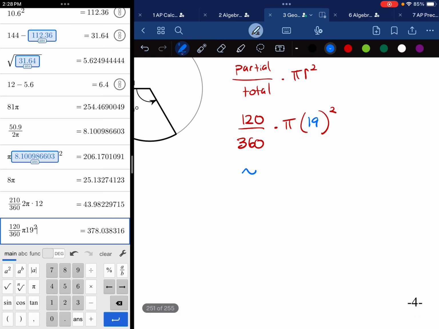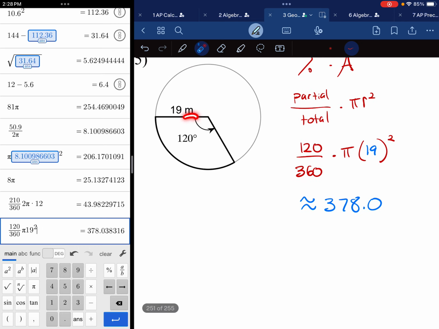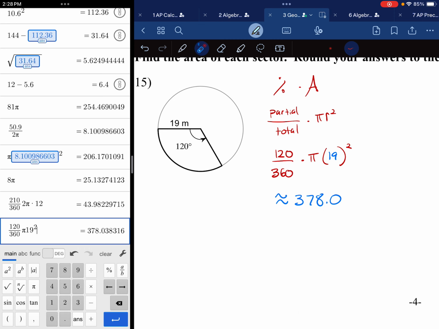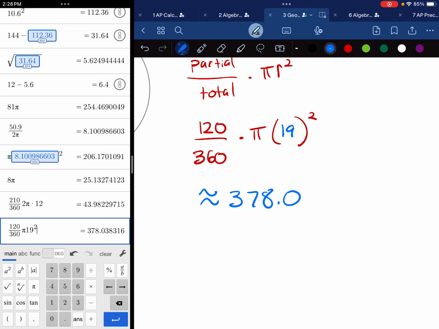is equal to, and then again I'm approximating here, this is roughly equal to 378.0, because it's followed by a 3, so you don't round up. 378.0, and then what are our units here? We're talking about meters, so we're in the second dimension because we're talking about areas, so it's meters to the power of 2, meters in the second dimension, meters squared.